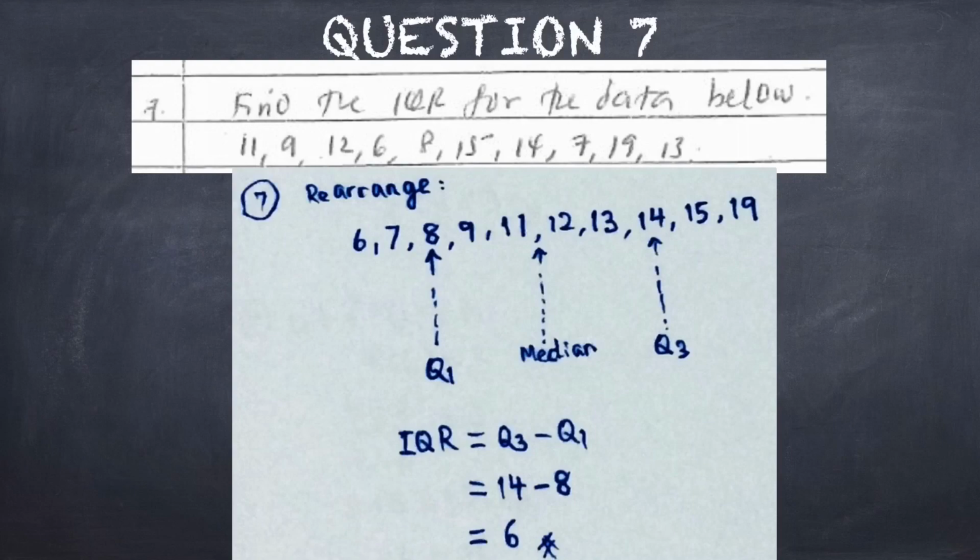On the right side of the numbers that you have listed, you have 5 numbers as well. The middle value will be Q3, which is the third quartile. To find the IQR, simply Q3 minus Q1. So 14 minus 8 will be 6.